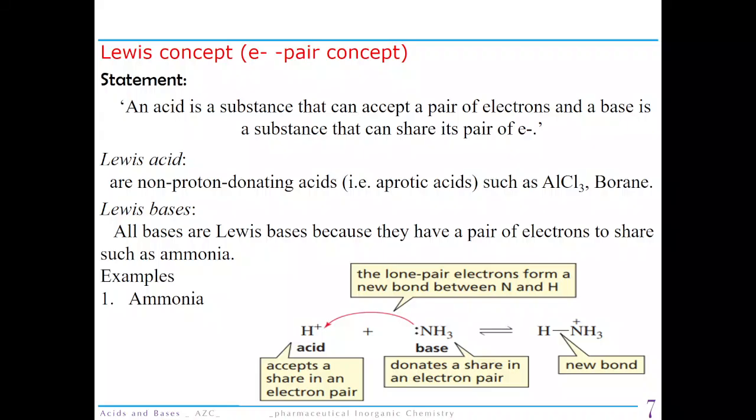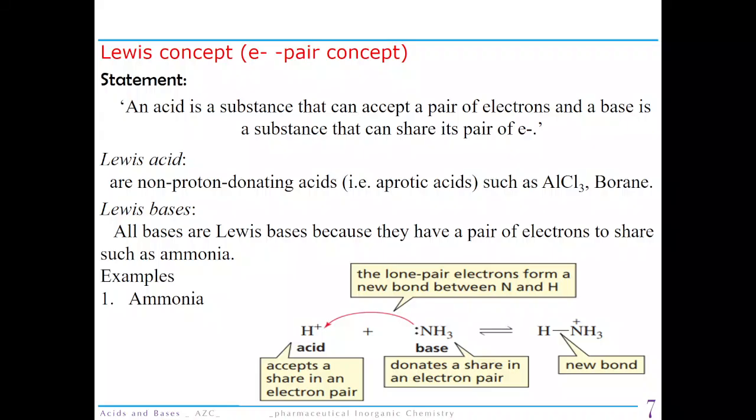New definitions arise from this concept. First is Lewis acids, which are non-proton donating acids, that is, aprotic acids, such as aluminium chloride and borane. Second is Lewis bases. All bases are Lewis bases because they have a pair of electrons to share, such as ammonia.